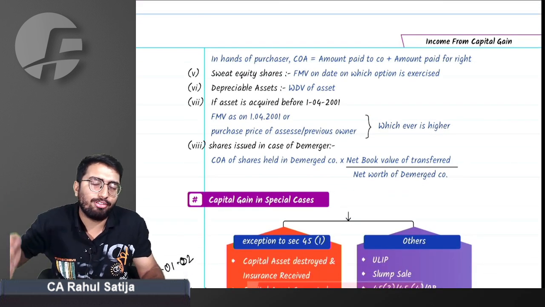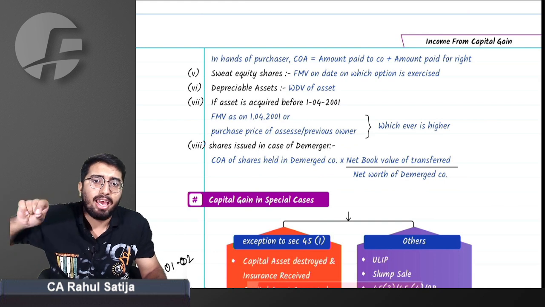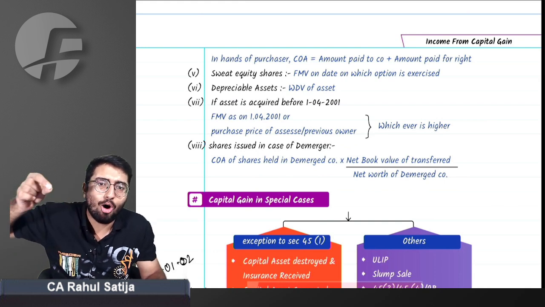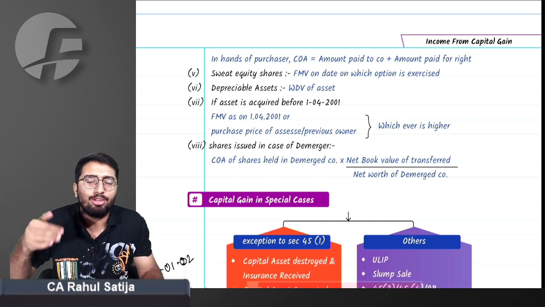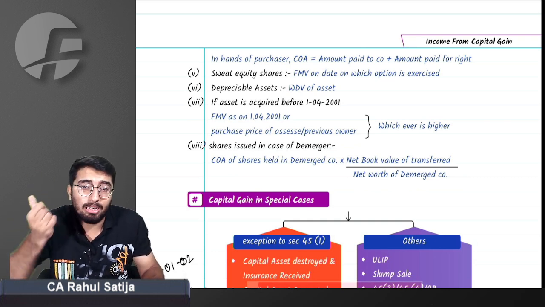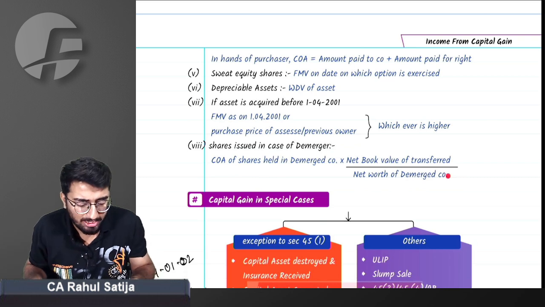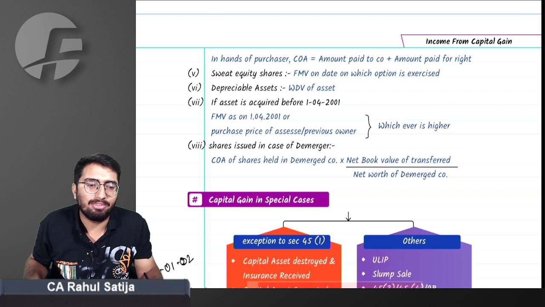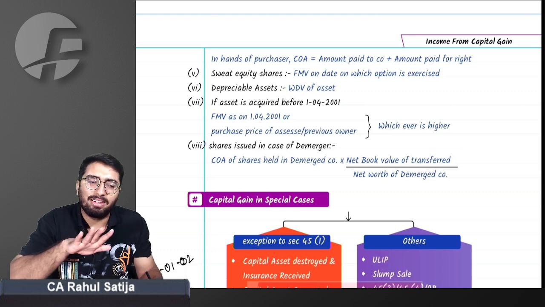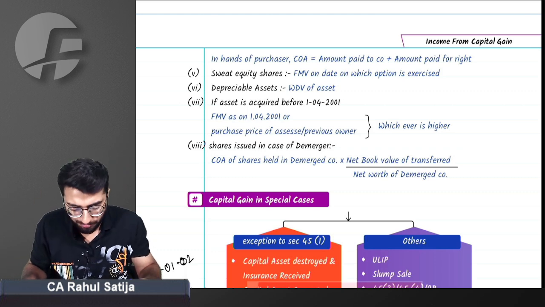For assets acquired before 1st April 2001, we have to consider FMV as on 1st April 2001 or purchase price, whichever is higher. And for shares issued in case of demerger, we used to say cost of acquisition in case of demerged company is divided by net worth of the demerged company into book value of the asset transferred. We studied an example relating to this. That example made our concept very clear.